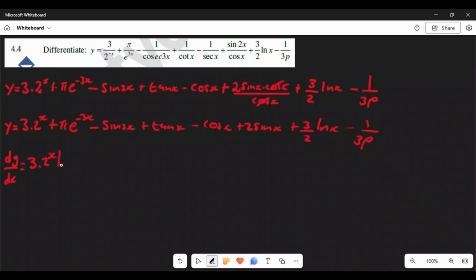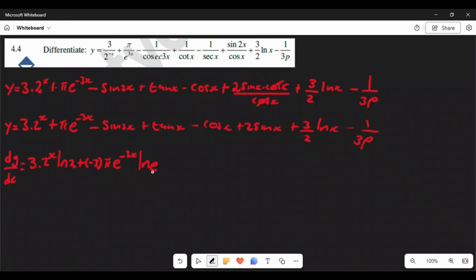Then you introduce natural log, then you put the base here, natural log 2, and then you do the same thing on this one. As you can see, the coefficient of x here is negative 3. You multiply the coefficient of x with the coefficient of the base. In this case, the coefficient of the base is pi, and then you multiply the base and then the exponent there, and then do not forget to introduce the natural log.